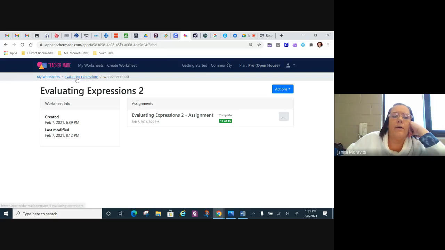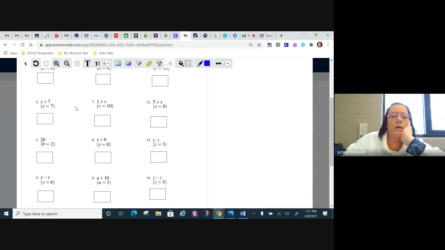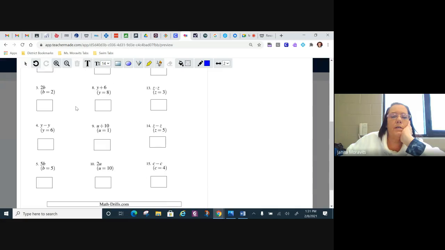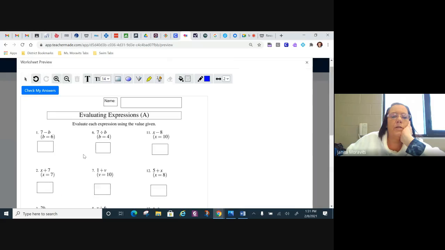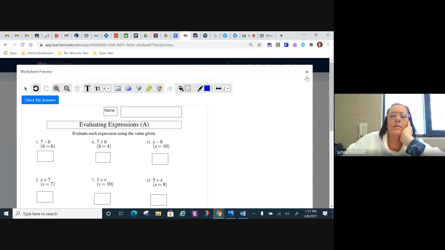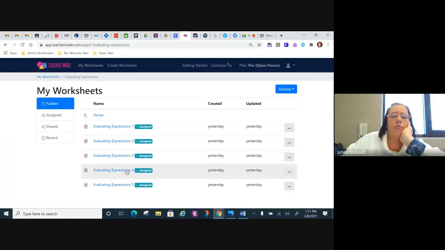All right, let's look at evaluating expressions 3. Preview. Again, don't get confused by the parentheses here. I do not see any exponents on this one either. So make sure that you're putting your answers in. Let's see, evaluating 4.